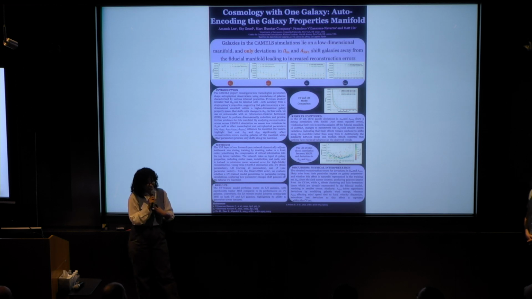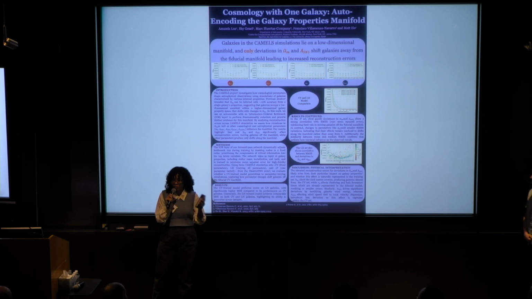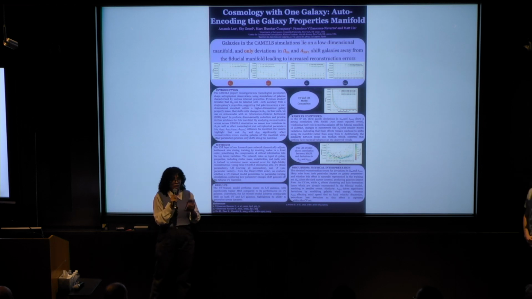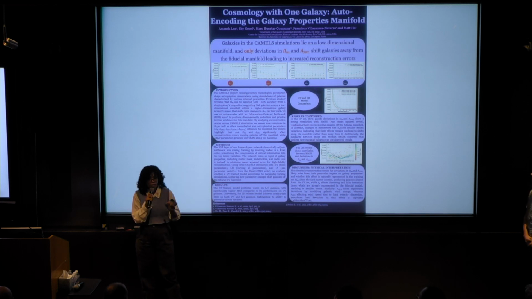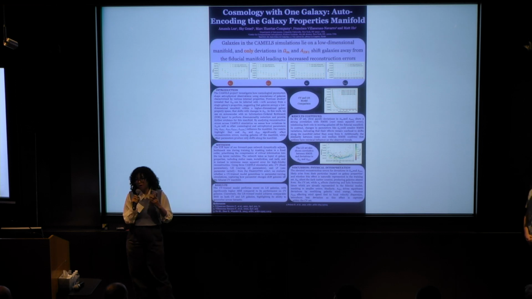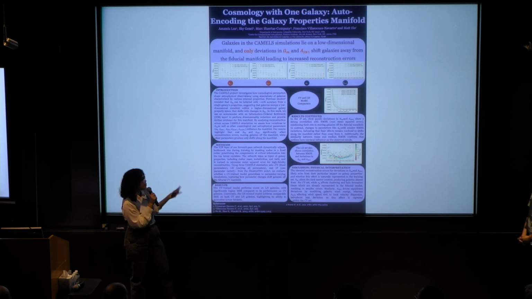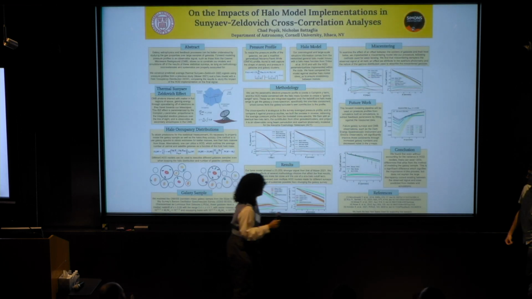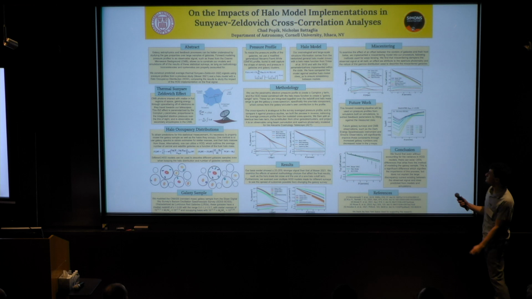What my project does is investigate how galaxies occupy this higher dimensional galaxy property space, and in particular, how Omega matter as well as other cosmological and astrophysical parameters affect this space. We do this by using an autoencoder to do dimensionality reduction on galaxy properties from the CAMELS simulation suite. To see exactly what I found and how it affects this space, come by my purple poster later. Okay, thank you.